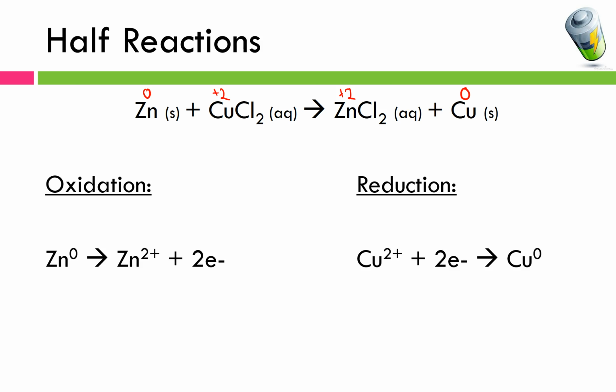In any oxidation half reaction, your electrons are going to be products. In reduction half reactions, electrons are always reactants. I can remember that by pairing up the R in reduction and the R in reactants, just to hopefully prevent you from making any careless mistakes.